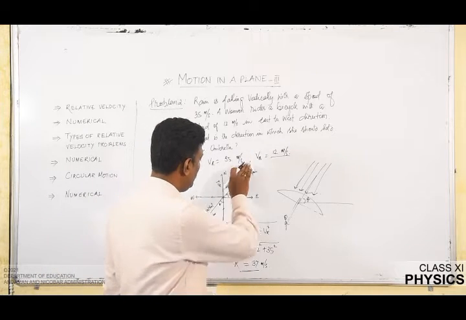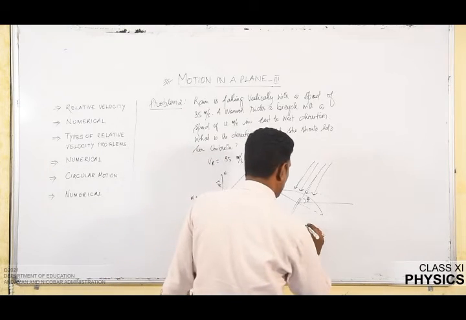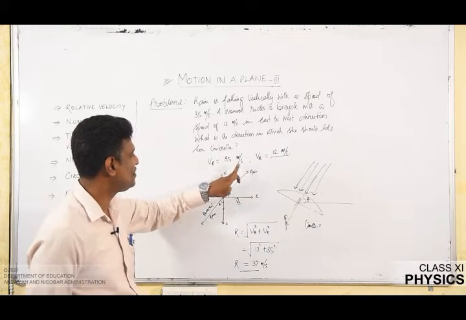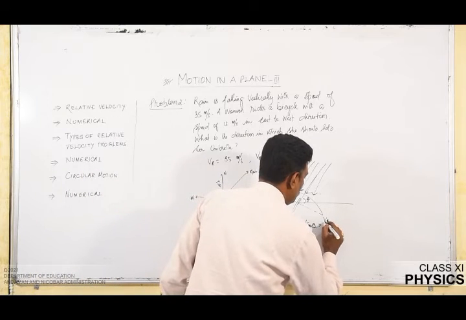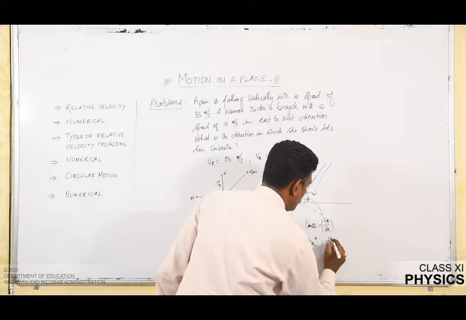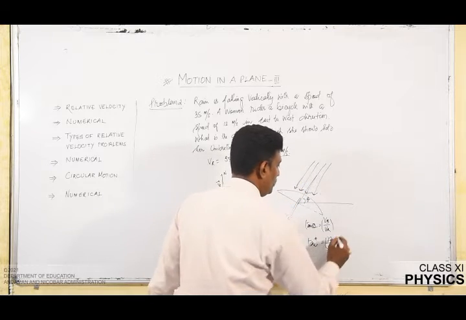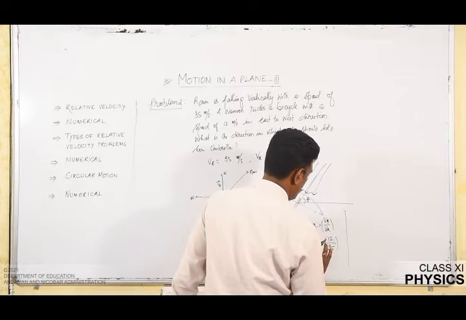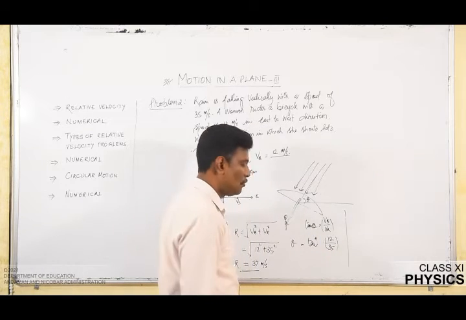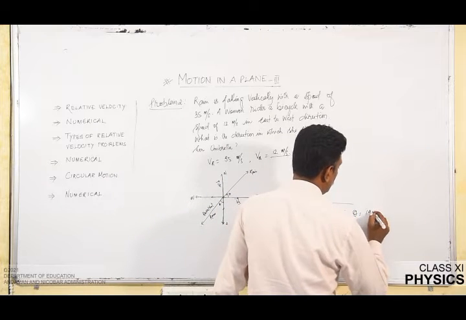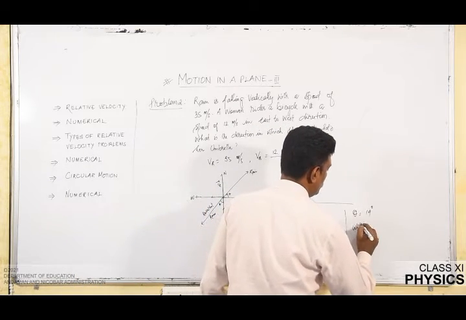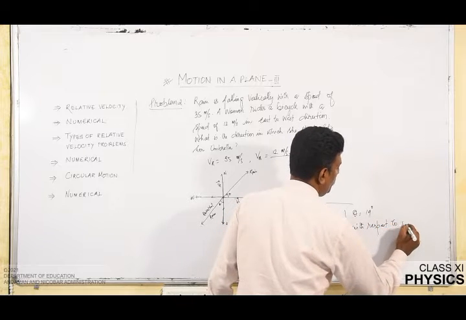Where will be the angle at which the rain is falling? So, we can calculate tan theta is equal to 12 by 35, that is Vb by Vr. So, theta is equal to tan inverse 12 by 35. The value of tan inverse 12 by 35 comes to be 19 degree. So, theta is 19 degree with respect to east direction.